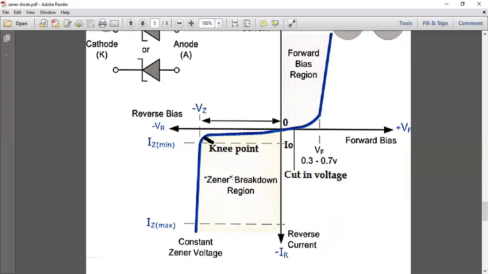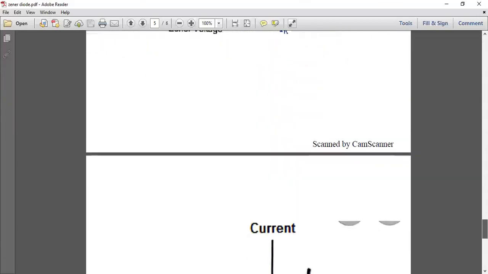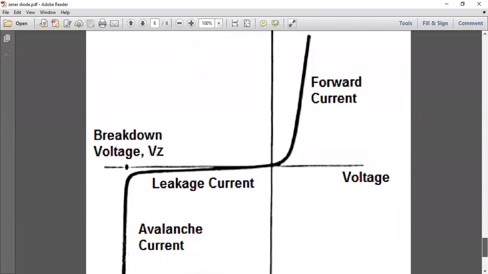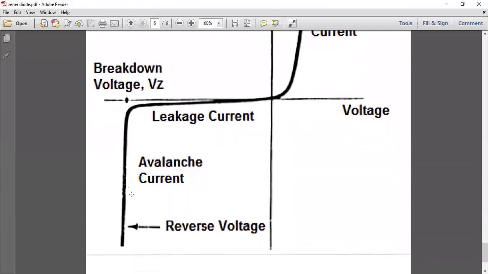But in case of reverse biasing, initially we obtain a small leakage current, but after the knee point at Vz, we get the current rising from minimum current to maximum current. This is the Zener constant voltage, and this is known as Zener breakdown, and the region is known as the Zener breakdown region. A similar graph we obtain in case of avalanche, but there is a small change in avalanche current, that is, there is a gradual decrease in current.